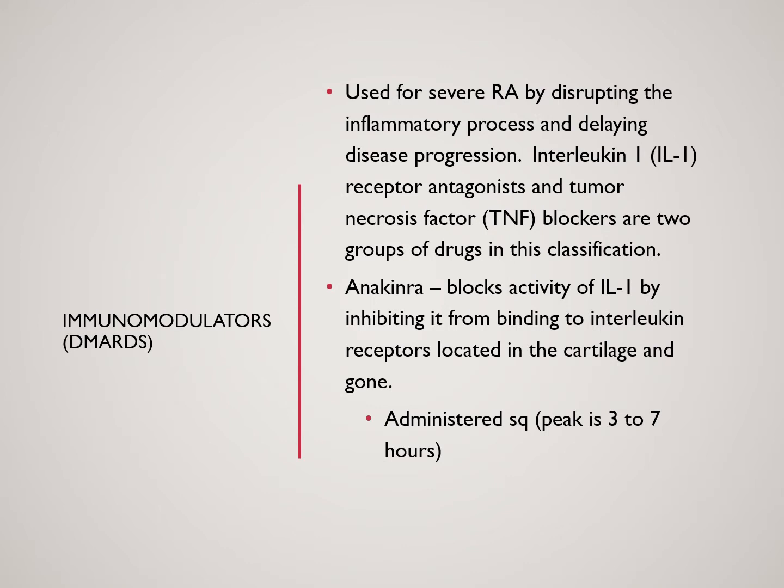We got two forms with it here. We have the interleukin-1, IL-1, receptor antagonist, and a tumor necrosis factor, TNF blocker. There are two different groups of drugs in this classification. Anakinra, and I probably said that wrong, blocks the activity of IL-1 by inhibiting it from binding to interleukin receptors located in the cartilage and bone. It's usually administered sub-Q and it peaks in 3 to 7 hours.